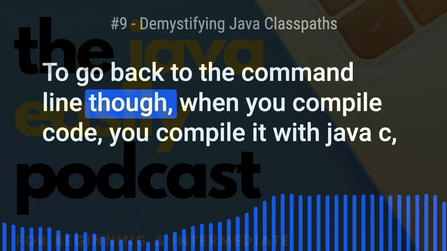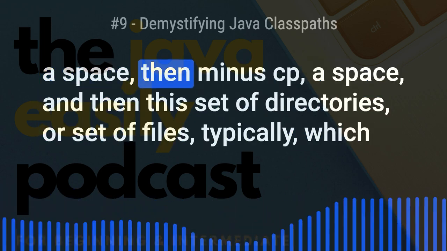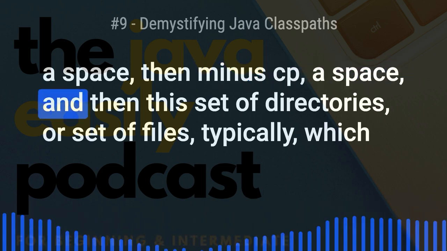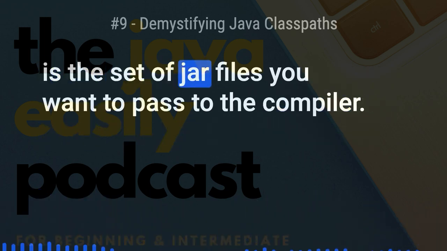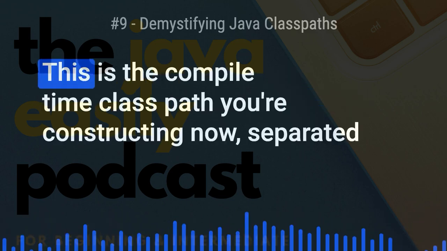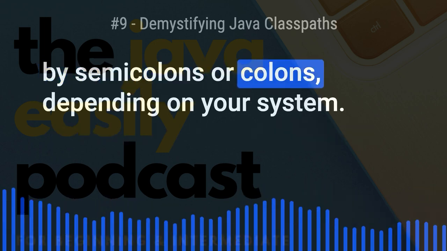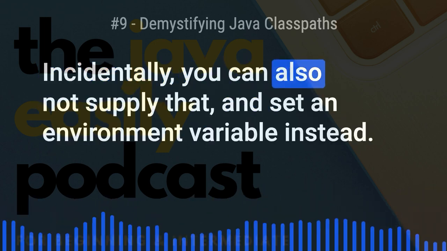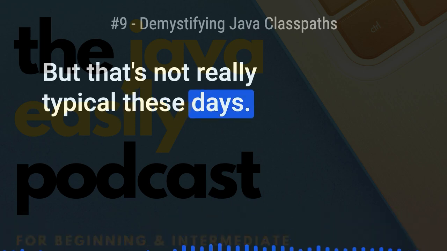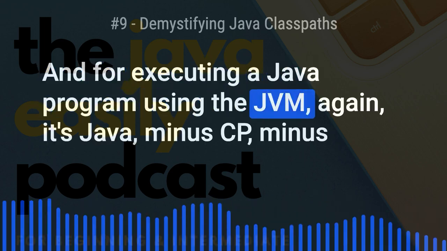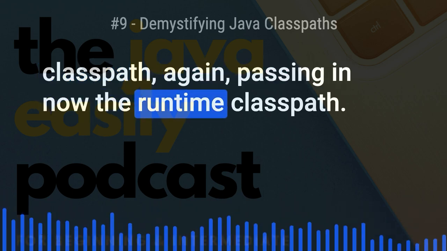To go back to the command line though, when you compile code, you compile it with javac space, then -cp space, and then this set of directories or, typically, set of jar files you want to pass to the compiler. This is the compile time class path you're constructing now, separated by semicolons or colons, depending on your system. Incidentally, you can also not supply that and set an environment variable instead, but that's not really typical these days. And for executing a Java program using the JVM, again, it's java -cp, or -classpath, passing in now the runtime class path.